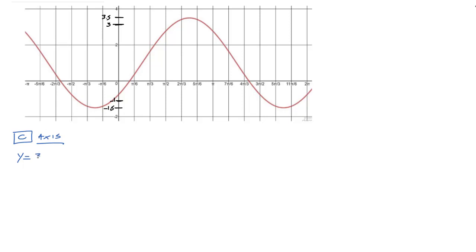All right, so our maximum is 3.5. Our minimum is -1.5. Add those together, divide by 2, and what are you going to get? I'm going to get 2 divided by 2, which is 1. All right, so the middle is at 1. So let's label C at 1. And let's draw that in.